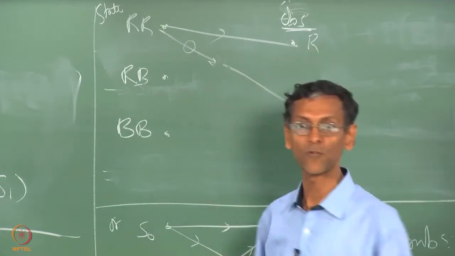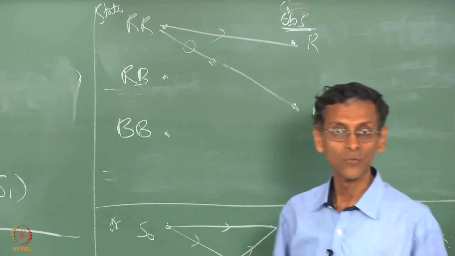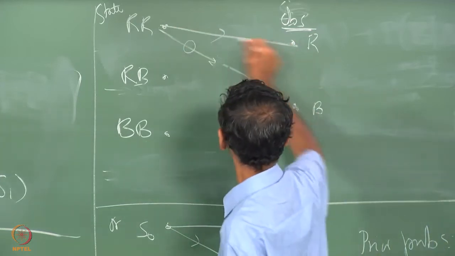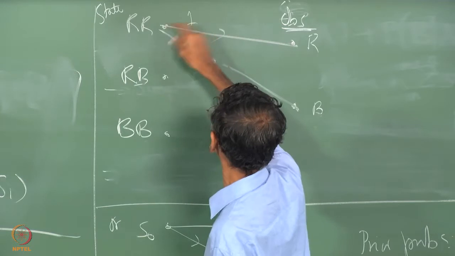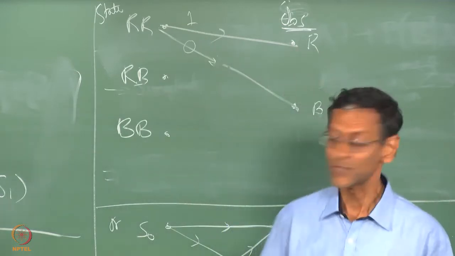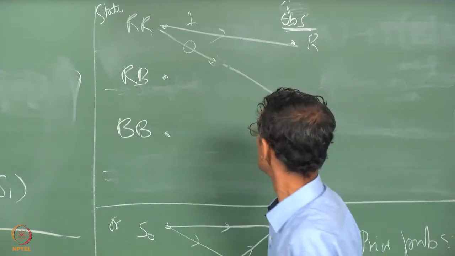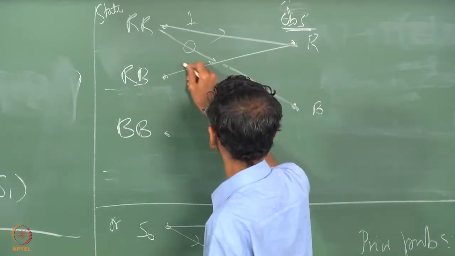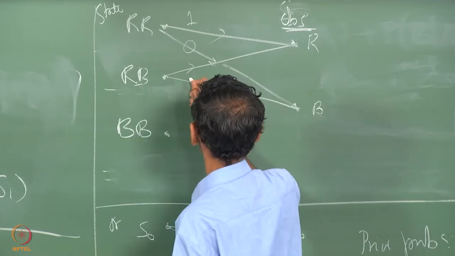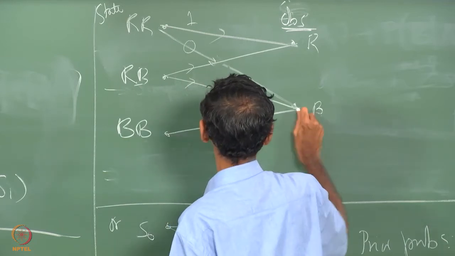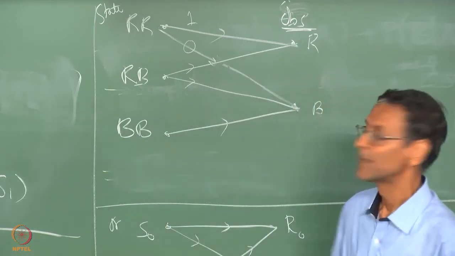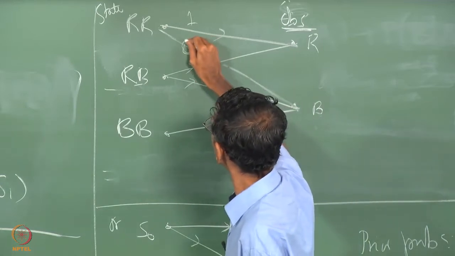I don't even have to do the connections. All the probability will be concentrated in that branch. Given that you picked RR, you can only get R. RB, however, tells you that you can go both to R as well as B, and BB you can only go to B. So let me write this 0 and then this is 0 here.